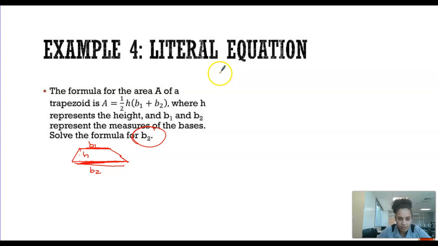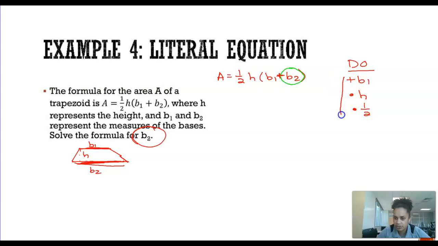So I'm going to look at the formula, and I'm going to make my do-undo chart. What am I doing to b2 right now? First thing I see is b2 is right here. What am I doing to it? I am adding b1. And then let's move outside the parentheses. I'm multiplying by h, and I'm multiplying by 1/2. That's what I'm doing. So how do I undo that?